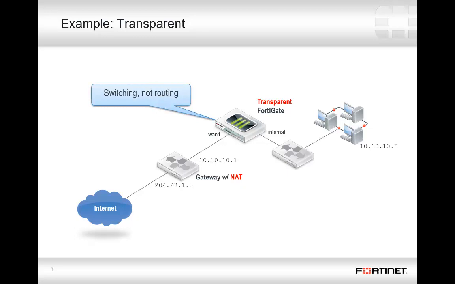Here's an example showing transparent mode. Firewall policies still scan, then allow or block traffic, but everything else is different. First, only 2 FortiGate ports are connected, a port pair. Second, notice the physical interfaces on FortiGate have no IPs, so FortiGates won't respond to ARP. There are only 2 exceptions.